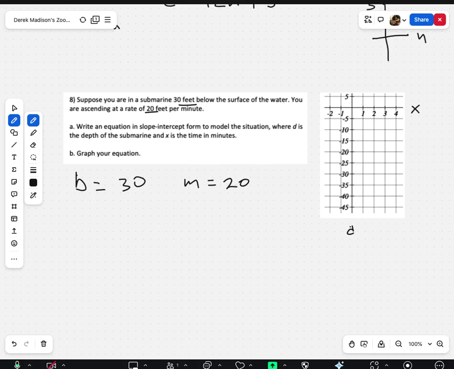And so then that would make our equation, careful to use d instead of y there, d = 20x, and then minus, not plus, minus 30. Sorry, that should have a minus on it because we are below the surface of the water. So we're starting here at -30, and then per 1 minute, we would go up 20, and so think of 20 minus 30 would be at negative 10 right there. And that would be our graph that they asked for.